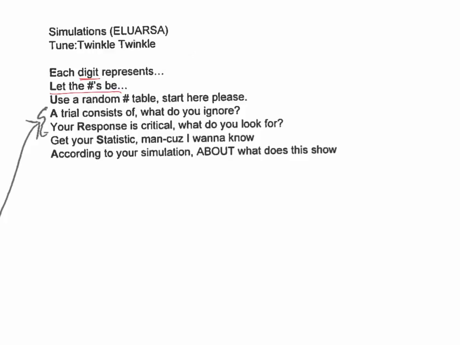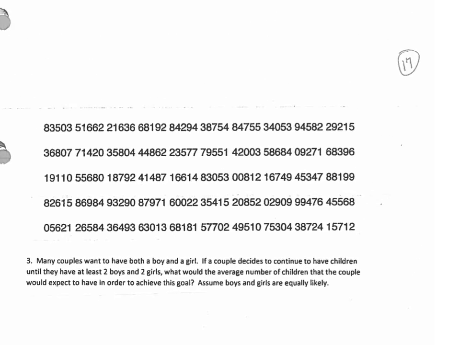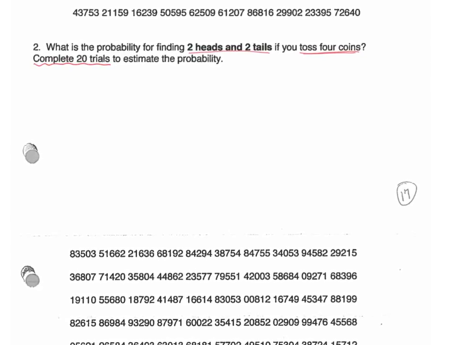All right, so we're going to let the numbers be. Then we're going to define what random number table we're going to use and where we're going to start. So our song goes, each digit represents, let the numbers be, use a random number table, start here please. So let's do those 3 steps on our first problem on page 17 about the 2 heads and 2 tails. So here we go. What's the probability for finding 2 heads and 2 tails if you toss 4 coins?